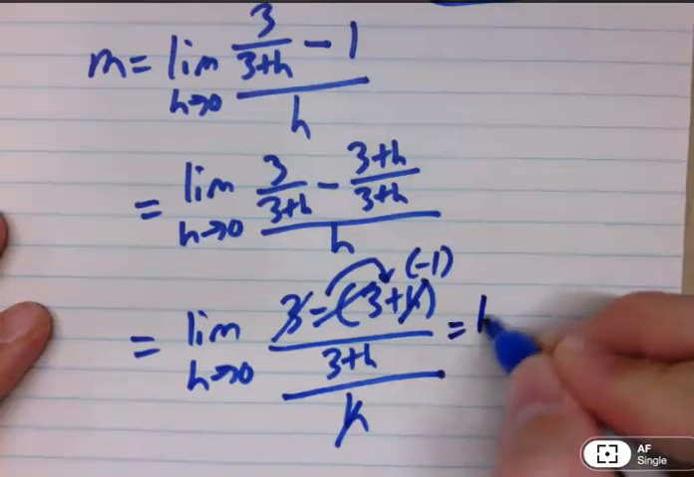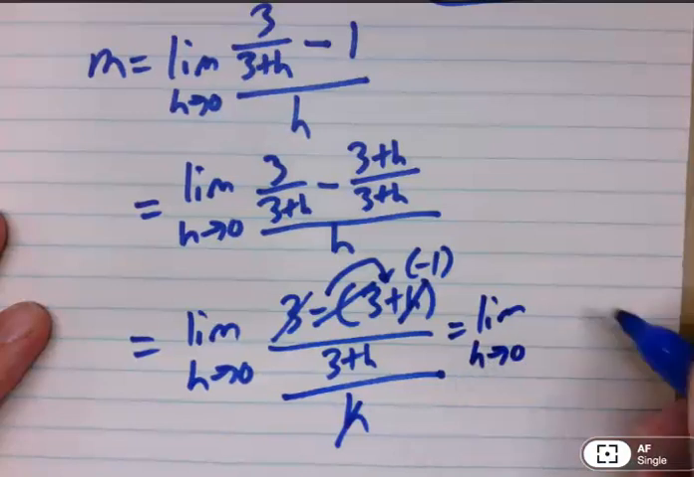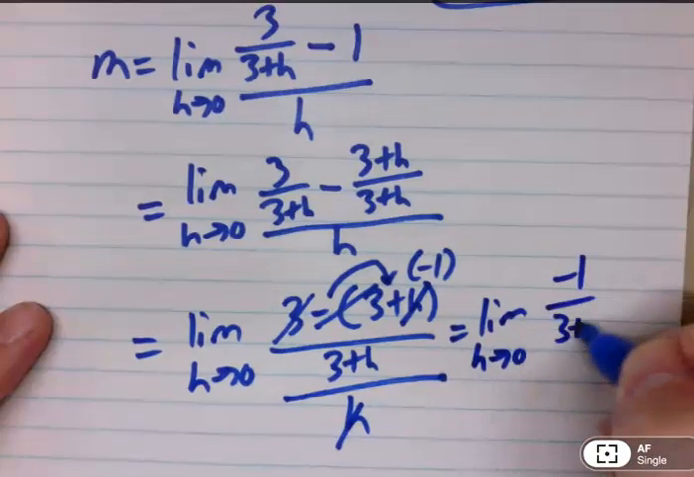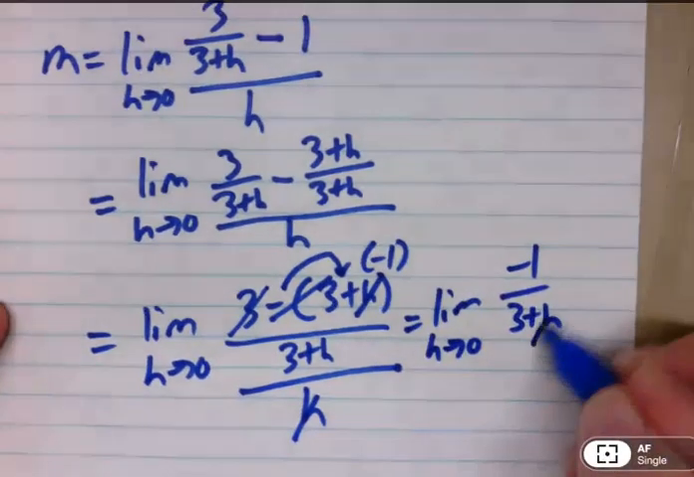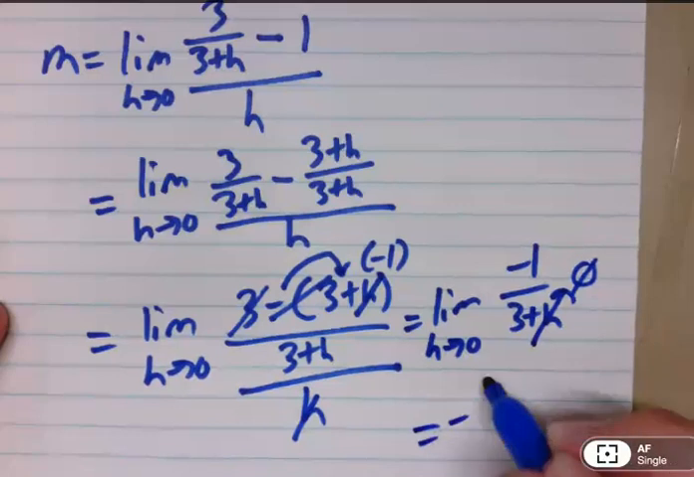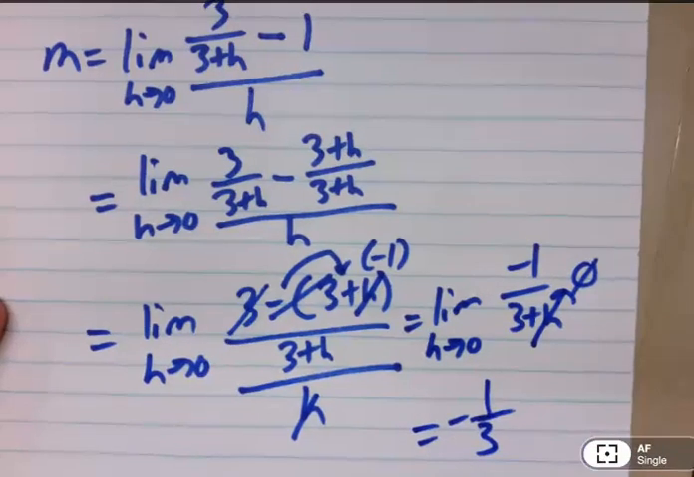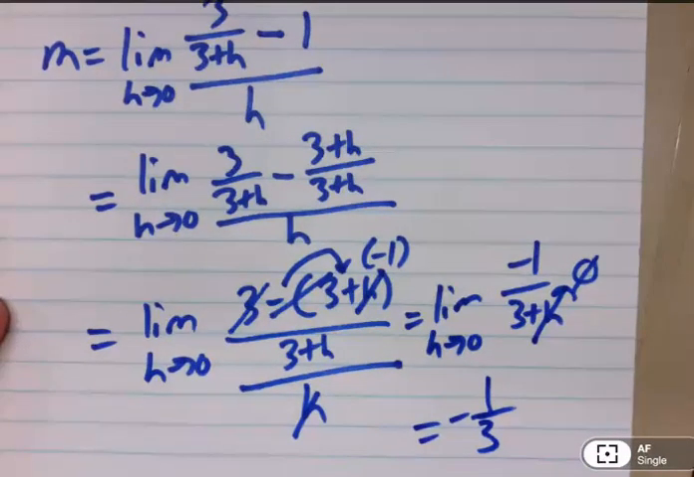So this becomes the limit as h goes to 0 of -1 over 3 plus h. And as h goes to 0, that goes to -1/3, which is the same slope as before. Okay, so there's your example for that.